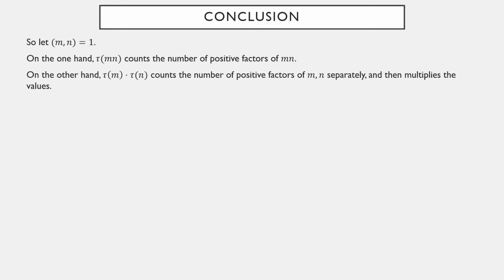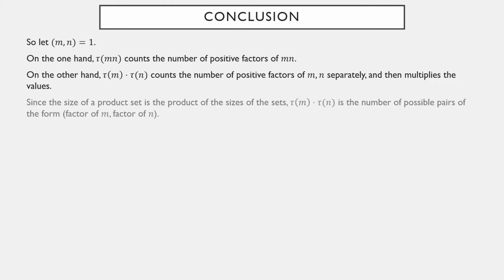On the other hand, tau of m times tau of n would first count the factors of m and then the factors of n and simply multiply those two numbers together. Recall, however, the size of a product set is the product of the sizes of the sets. Tau of m times tau of n is therefore the size of the product set of ordered pairs, factors of m, comma, factors of n.